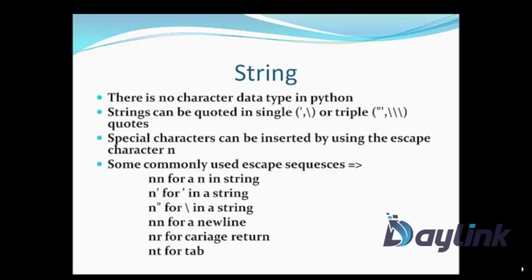Now we see the concept of string. There is no character data type in Python. Strings can be quoted in single or double or triple quotes. Special characters can be inserted by using the escape character backslash. Some commonly used escape sequences are: double backslash for a backslash in a string, backslash single quote for a single quote in a string, backslash double quote for a double quote in a string, backslash n for a new line, backslash r for carriage return, and many more.